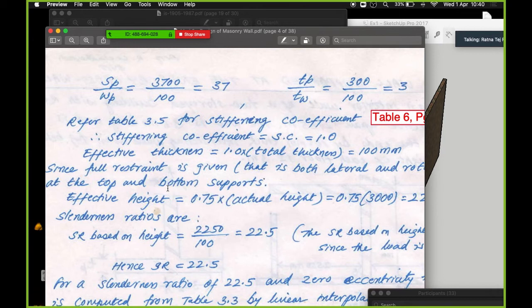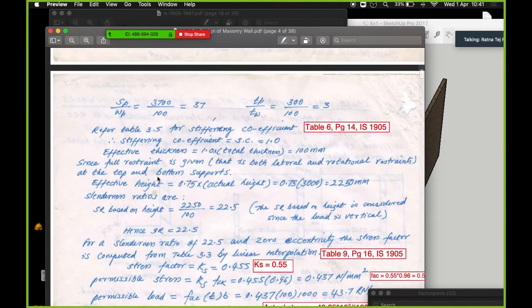The effective thickness will be equal to the stiffness coefficient, which is obtained from table 6, multiplied by its total thickness, as in the actual thickness of that particular wall, which is 100 mm here. So 1 times 100 mm, that is 100 mm, is what is shown in the example. Next, let's calculate the effective height.